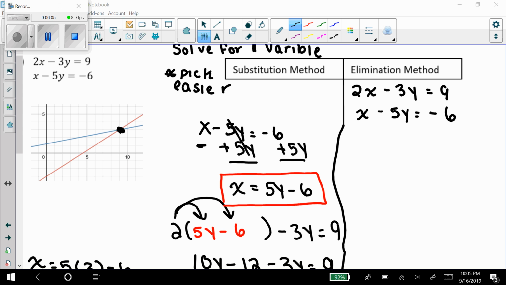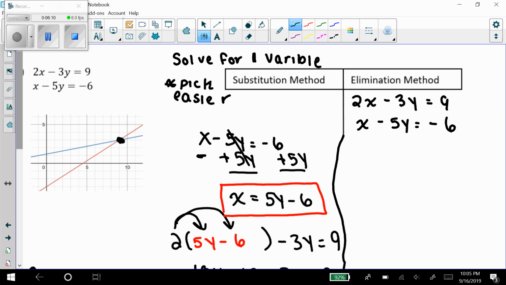So the other method that you learned in Algebra 1 is called the elimination method, and you do exactly what it says. You use multiplication to eliminate some variable, so it just is left in terms of one variable. So all I did was rewrite my two formulas, 2x minus 3y equals 9, and x minus 5y equals -6. I am going to rewrite my top one, just so everything's in one place. And I think what I want to do is multiply my bottom equation by negative 2.